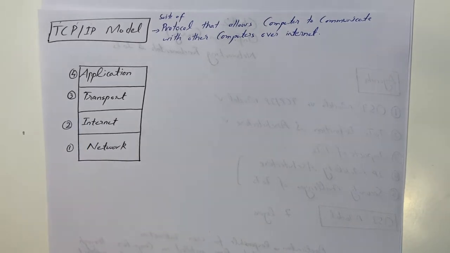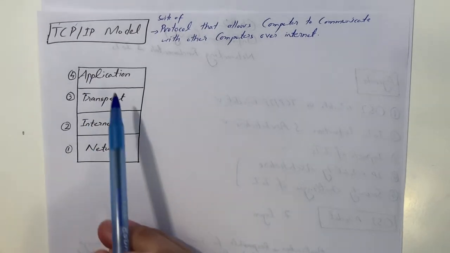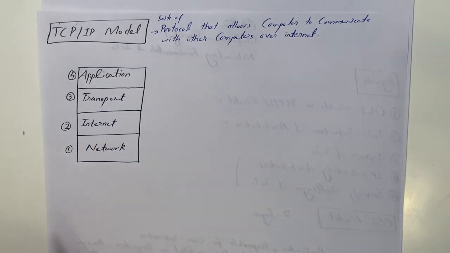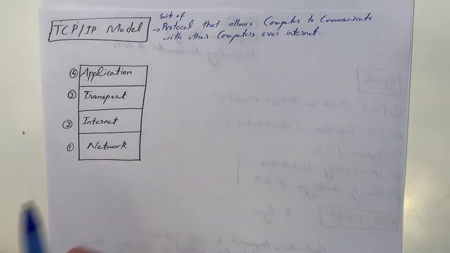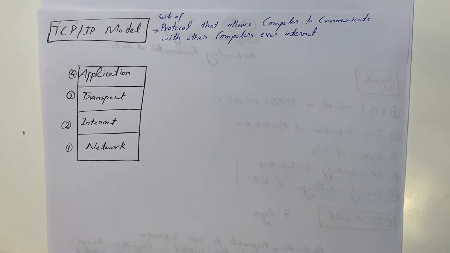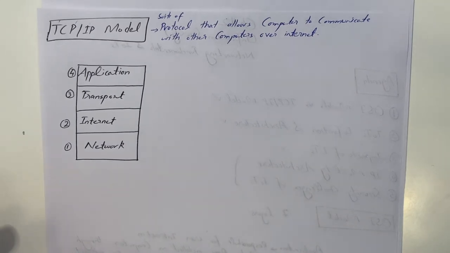In the TCP/IP model, we have mainly four layers, starting with the application layer, the highest layer, then the transport layer, internet layer, and then we have the network layer. Application layer is basically where we have the user and applications, for example, your browser or all the applications through which the user can directly interact with the computer and eventually with the internet.